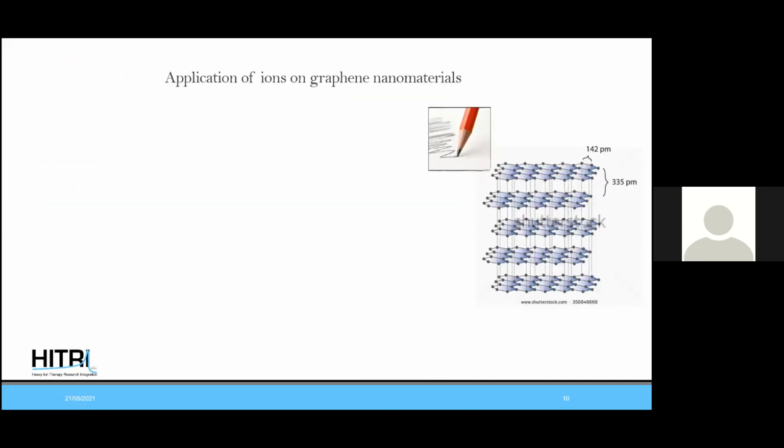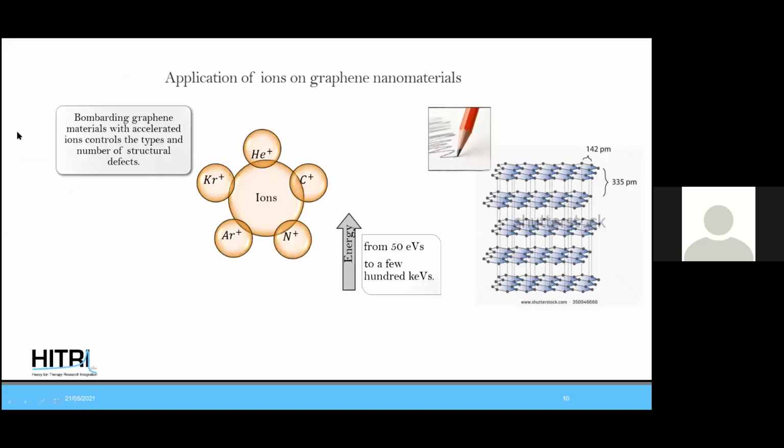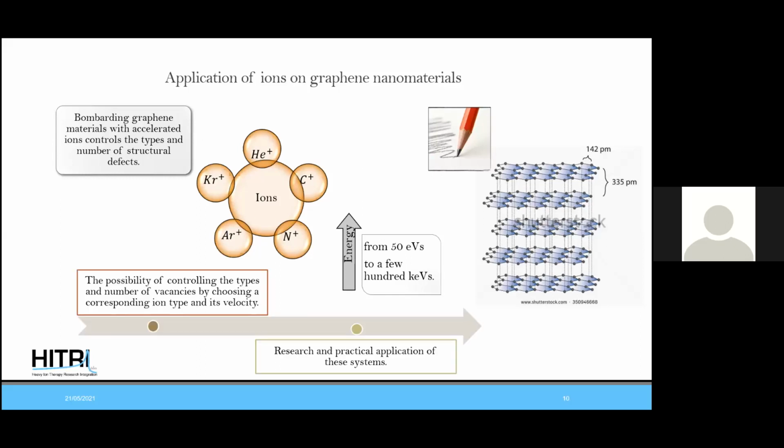The next application is on graphene nanomaterials. Here I use different kinds of ions for making defects inside of those materials. This is one application that was asked for by the university, because there is a young professor doing this research, and he's mostly interested in this one.